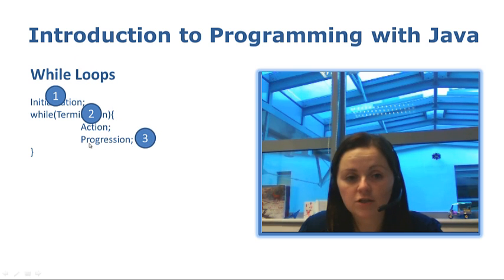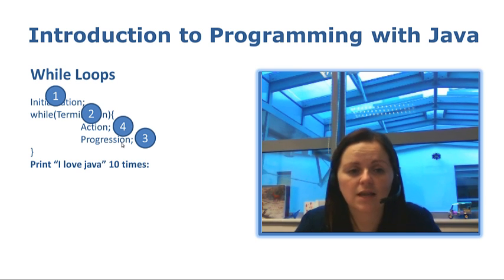So our progression is our third component, which is how we get from our initialization to our termination. And then our action is our fourth component. But you'll see here actually the action is performed before the progression. And we'll see that a little bit later when we look at the actual flow of the loops. So let's take a look at the same example. Suppose we want to print "I love Java" 10 times. How are we going to do this?